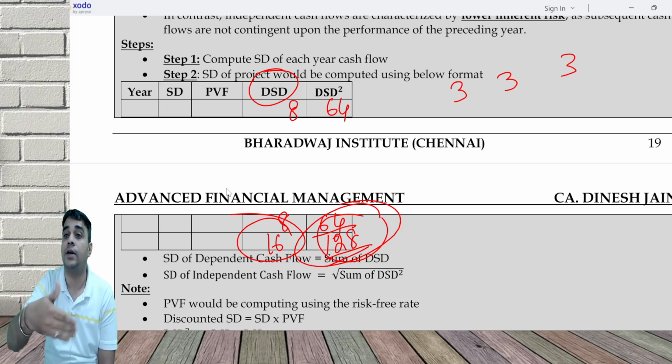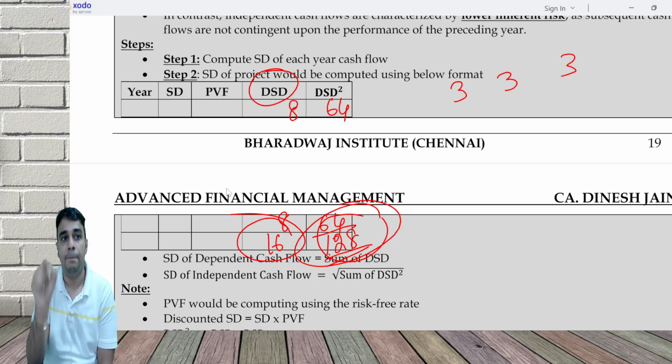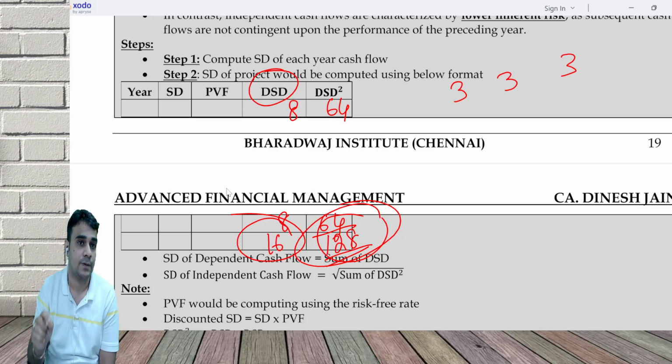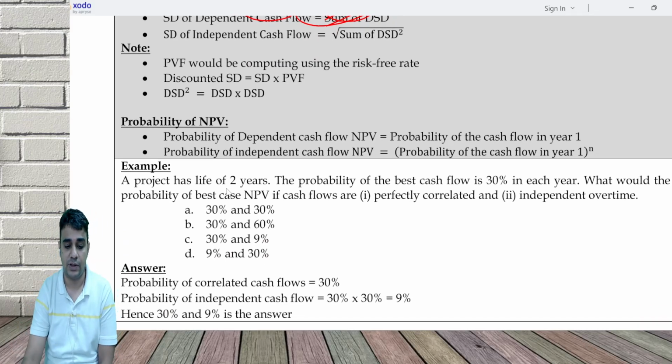That is where the shortcut comes into picture, which is standard deviation, PVF, DSD, DSD square. Any doubts on this? You'll learn this in a problem. Now, some question will say something like this.